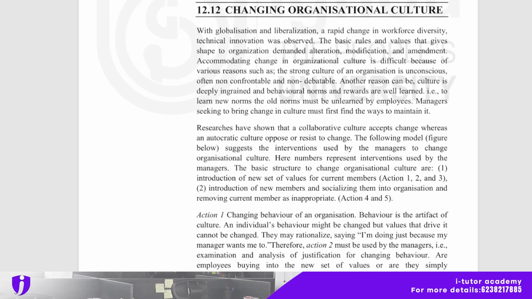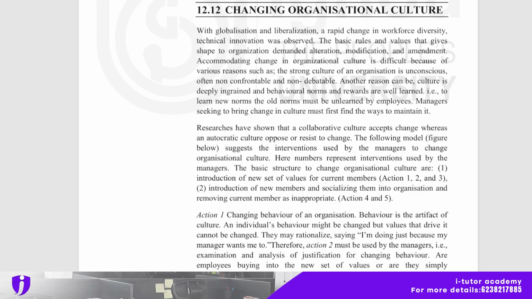In today's session, we will start with changing organizational culture, that is Unit 12, a subsession of Unit 12. With globalization and liberalization, rapid change in workforce diversity and technical innovation was observed. The basic rules and values that give shape to an organization demanded alteration, modification, and amendment.